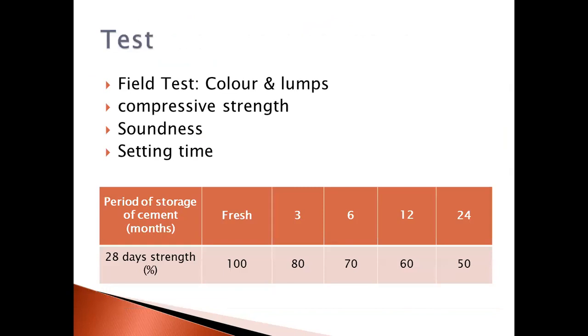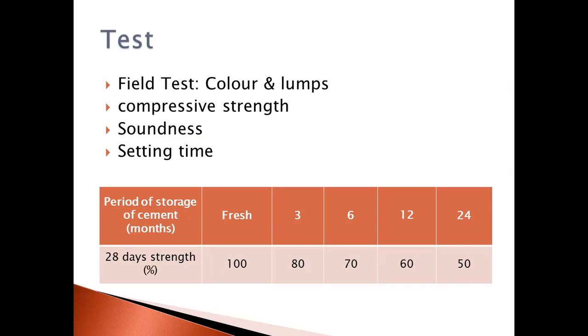So next we will see the tests conducted on cement. In the field, we will do two tests. One is the color test and the lump test. For color, we will open the cement bag, take the cement out in our hand, and check whether it is fine and whether the color is greenish gray, and there should not be any lumps.